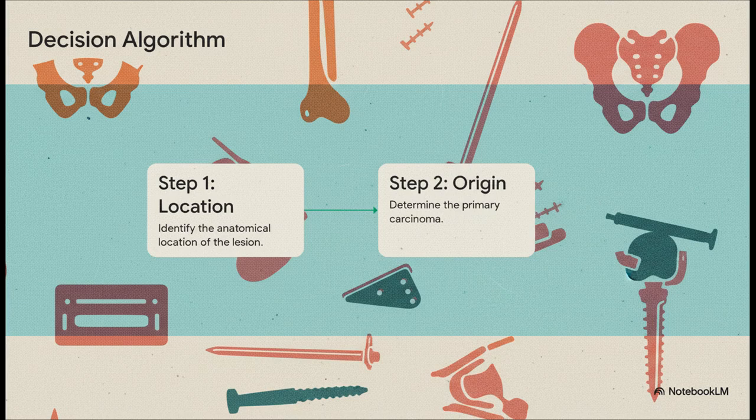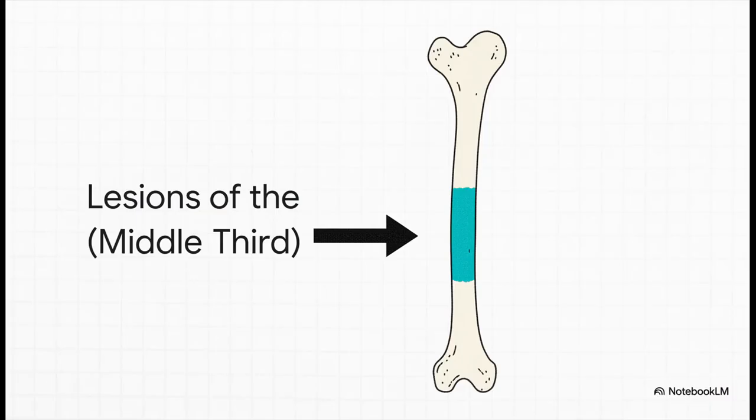It's a simple 2-step process. Step 1, where is the lesion located in the bone? And step 2, what is the primary tumor it came from? The answers to just these 2 questions guide our entire surgical plan. Let's start with the first decision point. What do we do for lesions located in the diaphysis? The main shaft of a long bone, like the femur or the humerus.